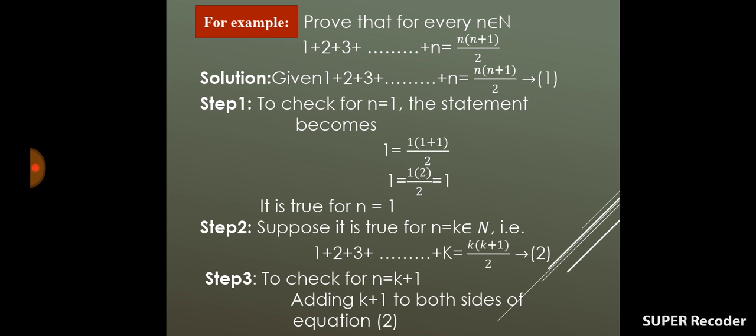Step number 2. Suppose it is true for n is equal to k. That is 1 plus 2 plus 3 plus up to k equal to k times k plus 1 divided by 2. We say this is equation number 2. Step number 3. To check for n is equal to k plus 1.